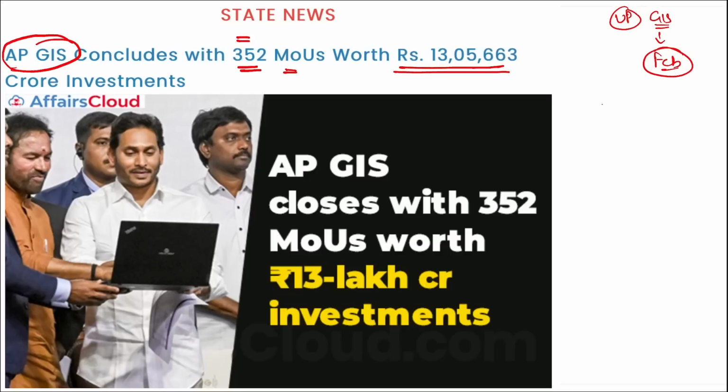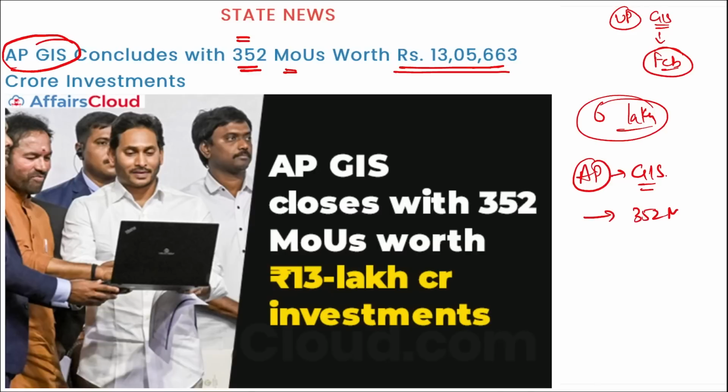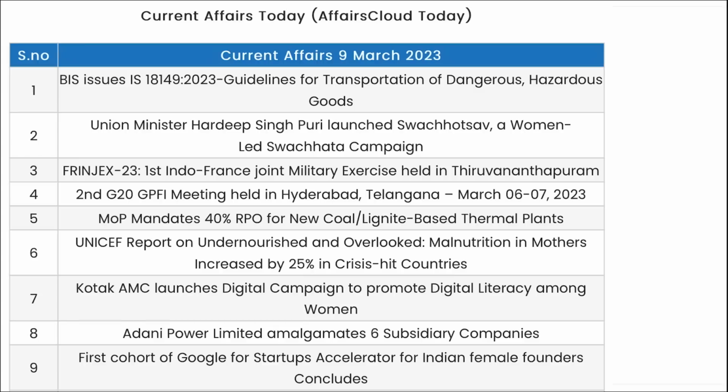Apart from this, a total of 6 lakh jobs will also be created under these recently signed MOUs. So we can say that the Global Investor Summit was recently held in Andhra Pradesh, where 352 MOUs were signed, attracting 13 lakh 5,000 crore rupees of investment, and almost 6 lakh jobs will be provided to the people living there. Important. Here you can see MOUs were signed in the energy sector, agriculture and animal husbandry, and the IT sector, where employment will be generated.